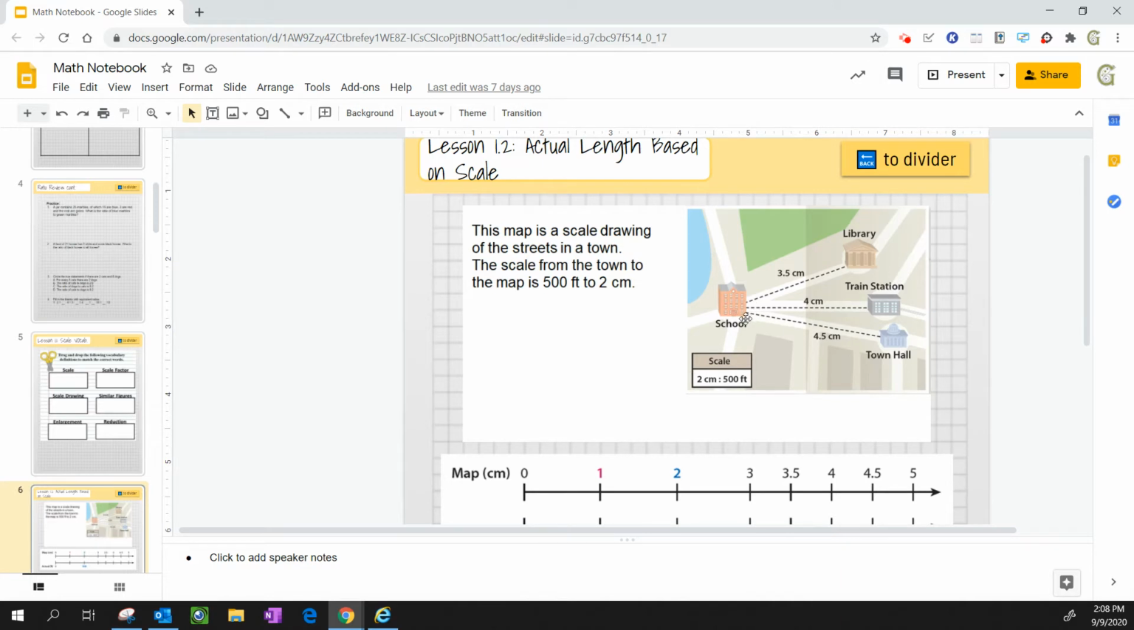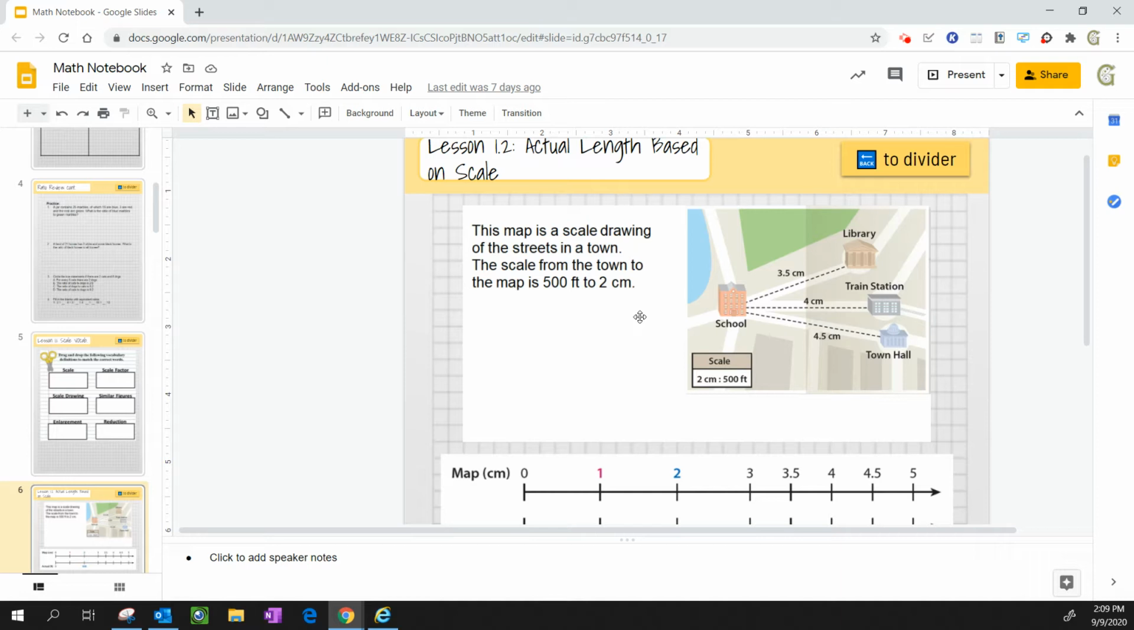It also tells you that on this little map, there's the school, and here's 3 buildings compared to the school. One is 3.5 centimeters away. One is 4, and then one is 4.5 centimeters. So what we want to figure out is how far these buildings are in real life away from the school. So to figure that out, we're going to use the scale to help us.